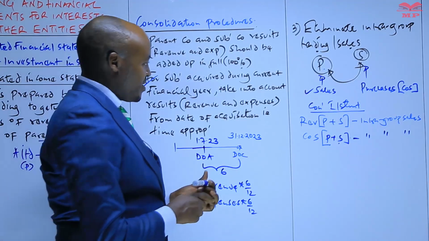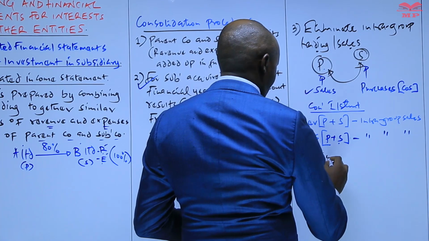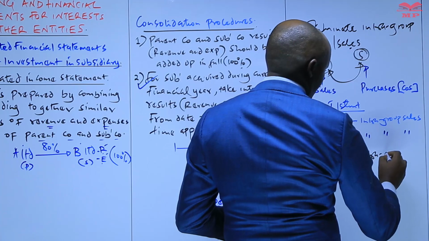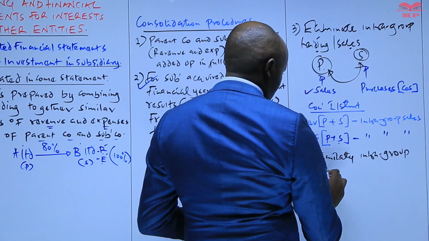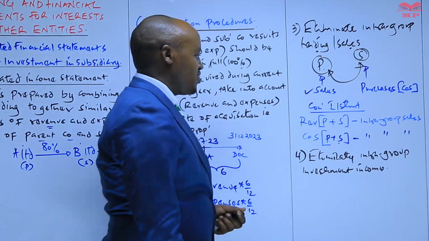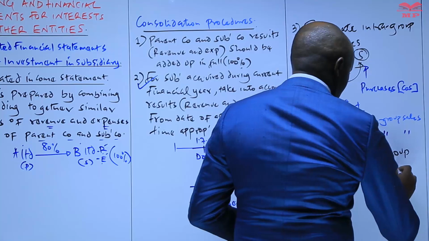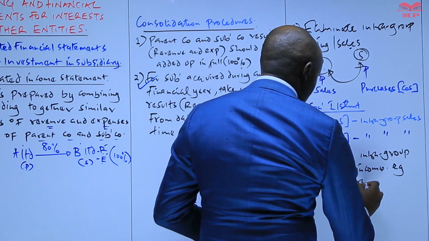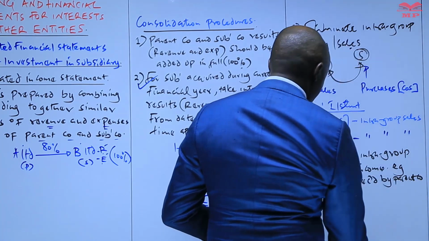So step number 4 is that we also eliminate what we refer to as the intra-group investment income. So when we talk about intra-group investment income, we are talking of any investment income which is generated within the group. A good example of such is dividends received by the parent company from the subsidiary.